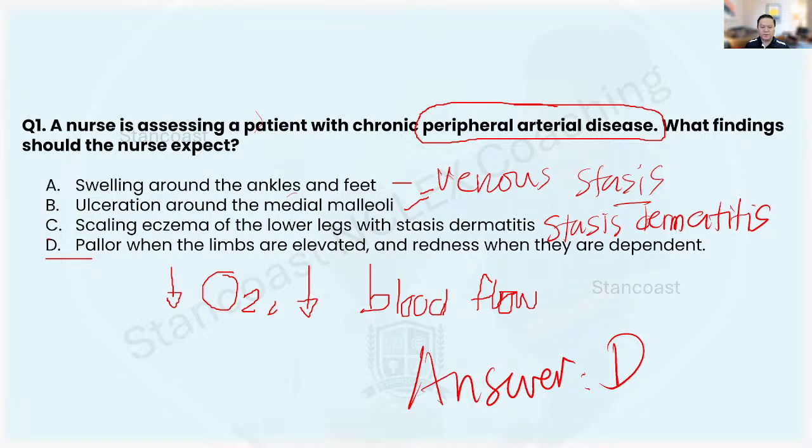Okay, so if you're going to look for that arterial type, always think about poor blood supply, poor blood flow, perfusion, poor oxygen. However, if you're going to deal with the venous type, think about edema, collection of fluid into the tissues, and also the ulceration will appear mostly in the medial malleoli or the thigh. Okay. All right, let's move on to the next question here.